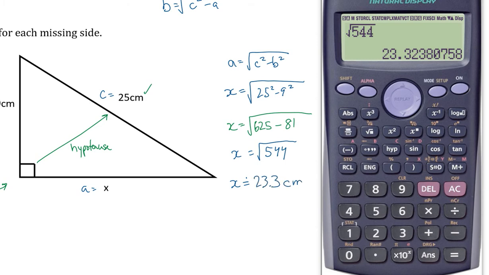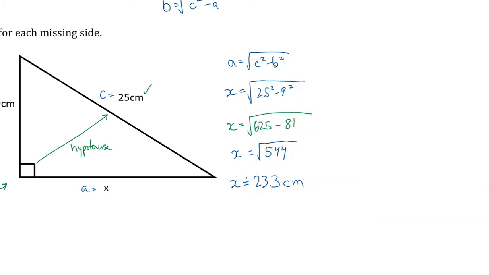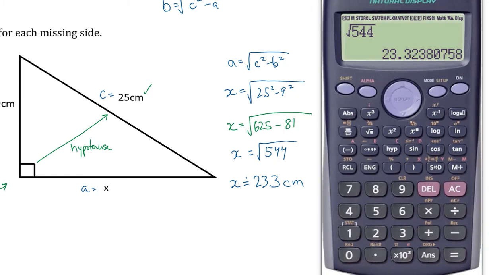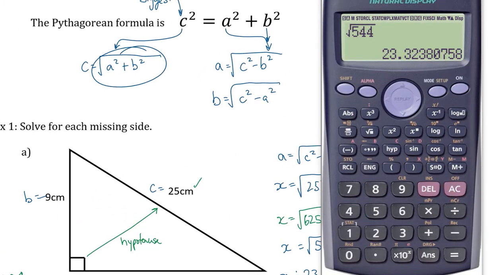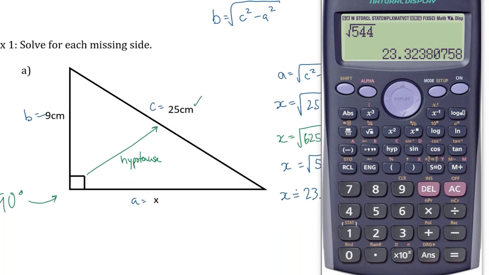And don't forget units. If you're given units in the question, you should have units in your answer. So 23.3. And again, notice that is smaller than 25. And it should be, because 25 is the longest side. It's the hypotenuse. It's across from the right angle. And that's why we had to subtract. If you had used the other version and added, you would get the wrong answer. You would get a side length that's longer, and that doesn't make any sense in this situation.